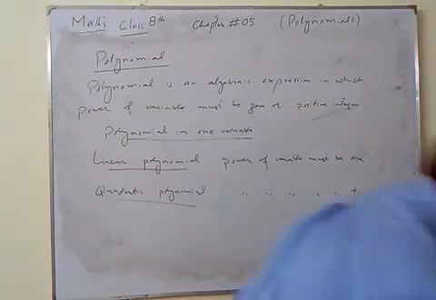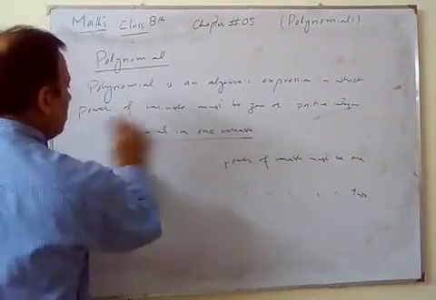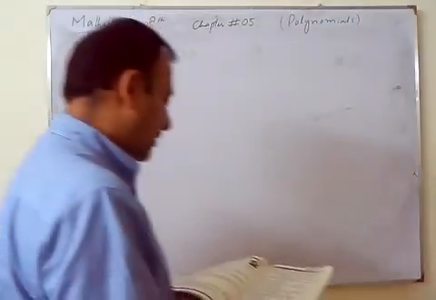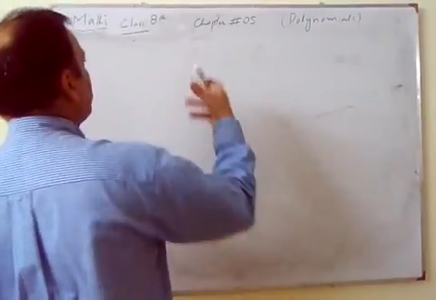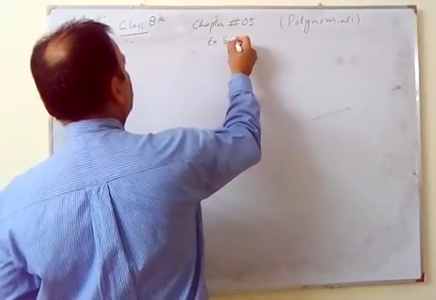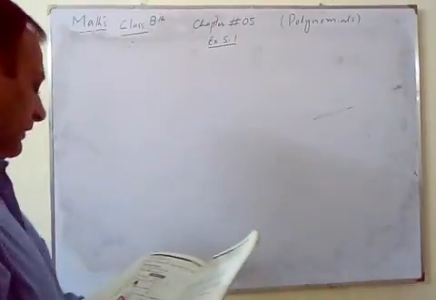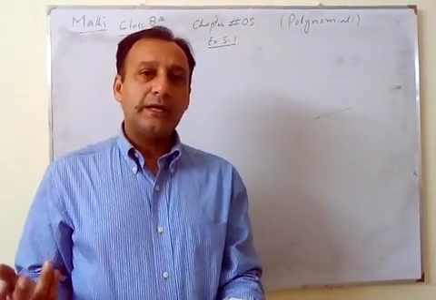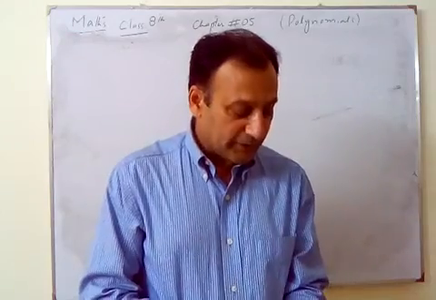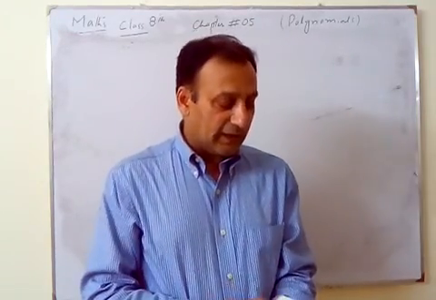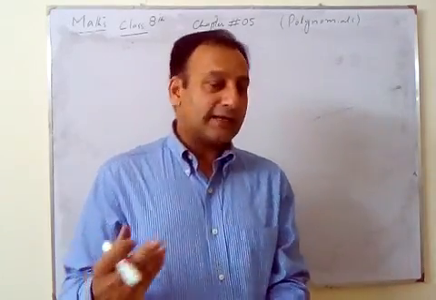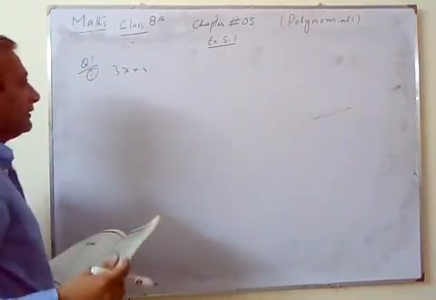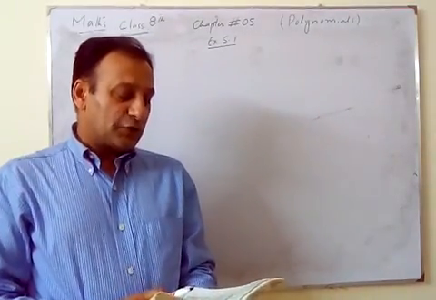Now come to the question. In exercise 5.1, write the constants given in the expression. So we have to write only the constants, whatever constants are used here. In the first part, 3x plus 4, 3 and 4 both are constants. Next, 2x cube minus 1.